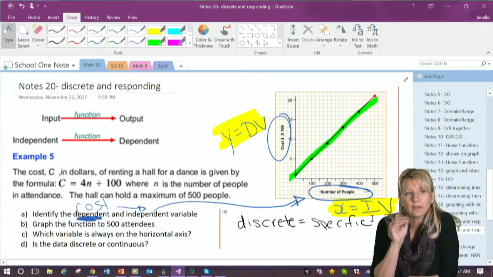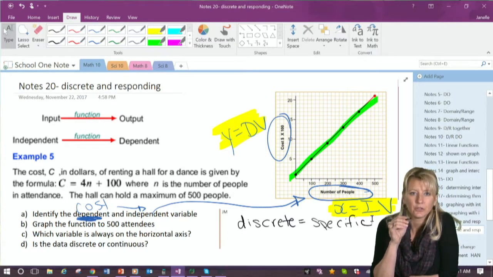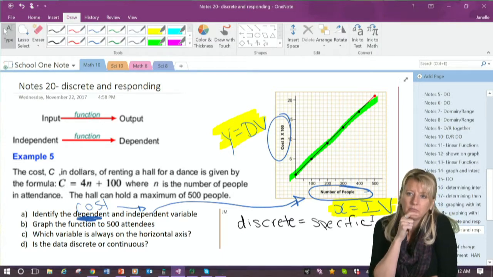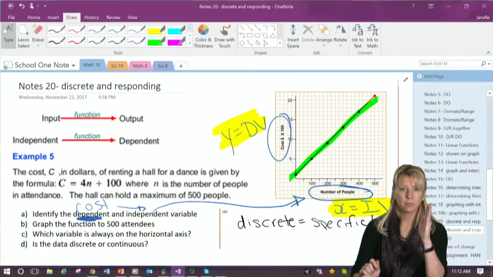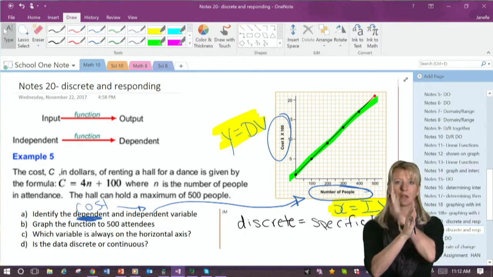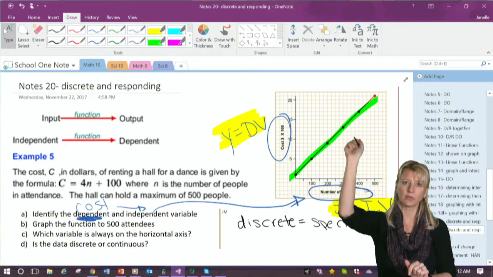So when we think of this, can I have 100.2 people coming to this party? Can I have 100.2 people? No, that makes no sense. So it means it's very specific. It's 100 people, it's 101 people, it's 102 people, it's 103. So it's very definite spots along the way.